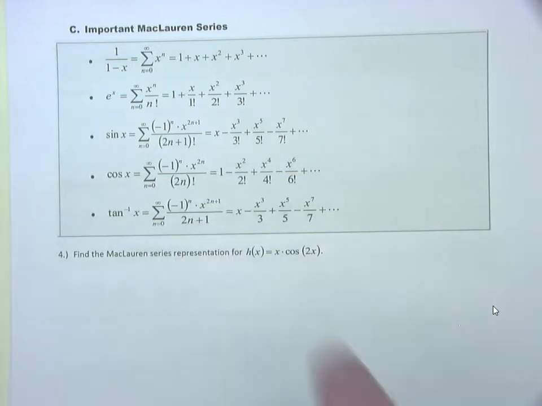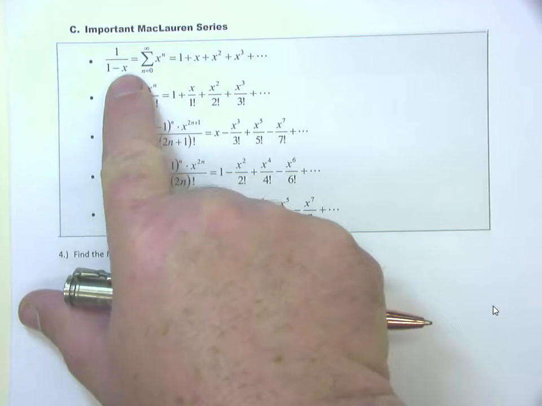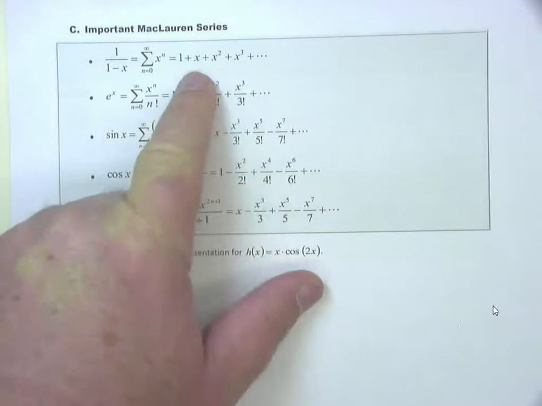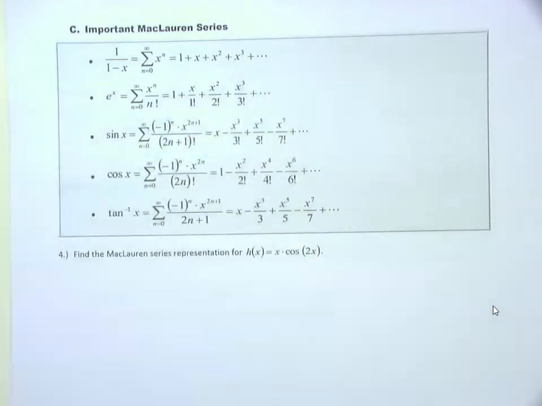The 2n plus 1 is the fact you're getting all these odd powers divided by the odd coefficient. Okay? Here's a classic one from your power series representation. The famous Maclaurin series for 1 over 1 minus x is the sum as n goes from 0 to infinity of x to the n, which is 1 plus x plus x squared plus x cubed plus dot, dot, dot.